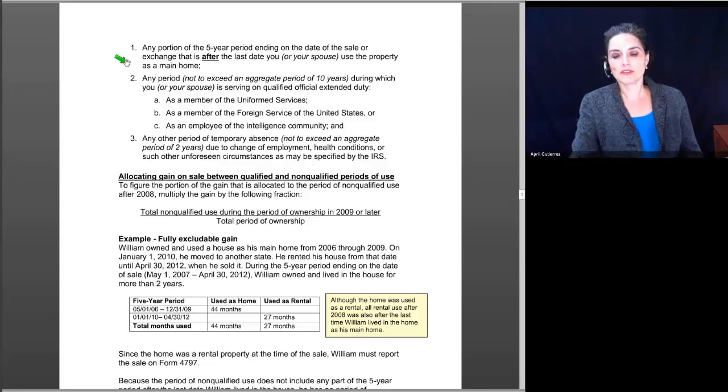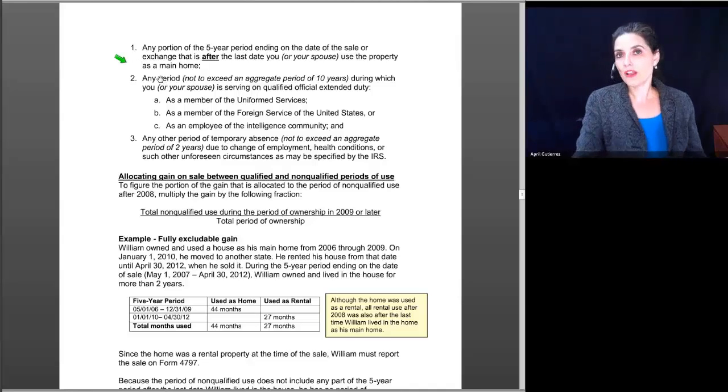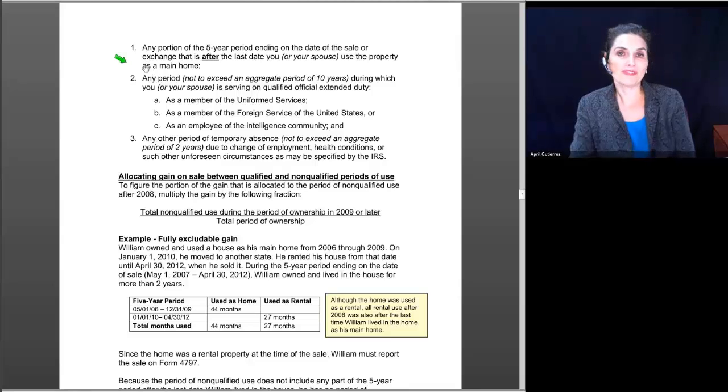So what that's saying is you have to own and occupy the house 2 out of 5 years. If you move out of the house and do not live in it for the last 2 years, well, that 2 years of use is after the qualifying use, and so it's not non-qualified use. In other words, you wouldn't have to treat the 2 years you rented it after you moved out as business use.